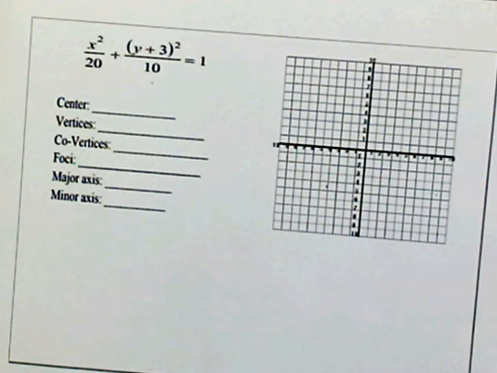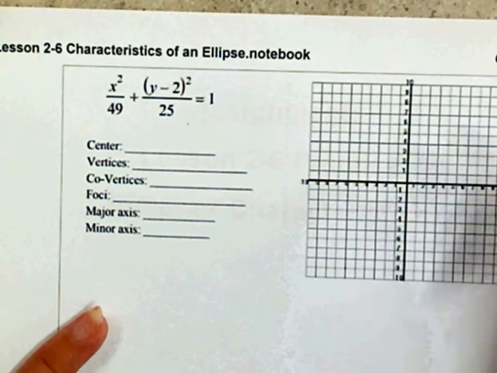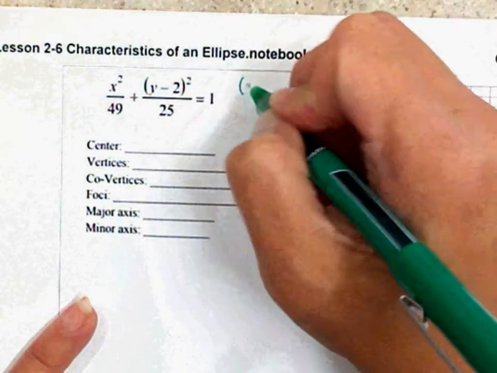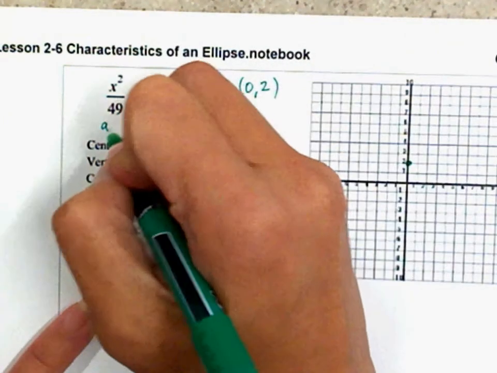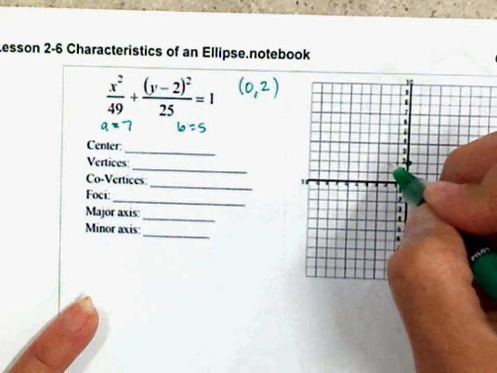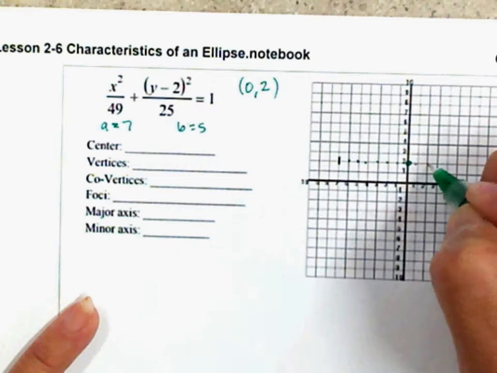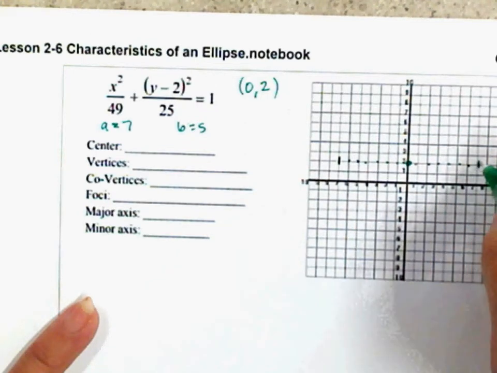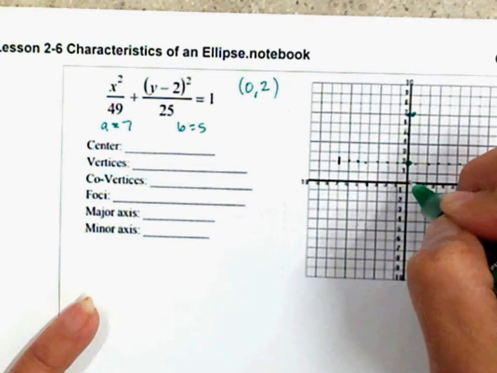Next part, okay, same thing. You guys try this first. As you're trying it, I will do it. 0, 2. A is 7, B is 5. So 1, 2, 3, 4, 5, 6, 7, and 1, 2, 3, 4, 5, 6, 7, and 5, 1, 2, 3, 4, 5.